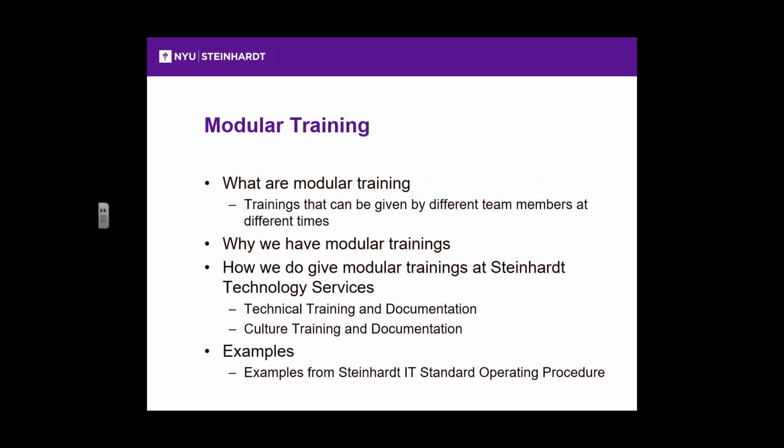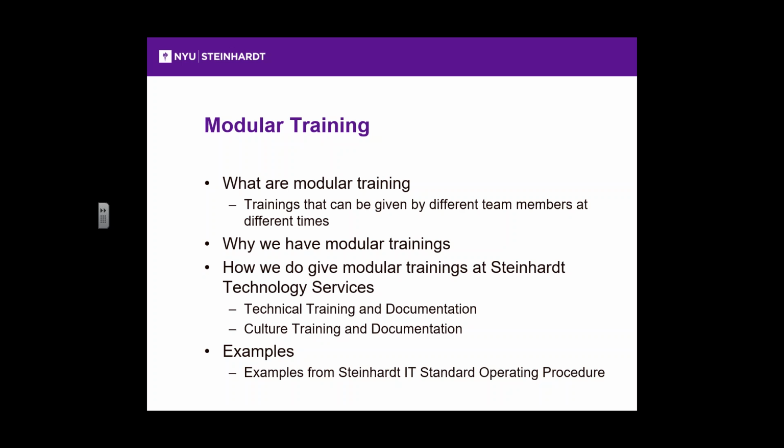All right, so the next strategy that we'll talk about are modular trainings. Modular trainings are trainings that can be given by different team members at different times. We have them to allow flexibility. We might have to give a certain training one or two times. That way, someone can just jump in and give the training. For some of the trainings, I have my core student technicians give them, just because we can't spare the full-time personnel.